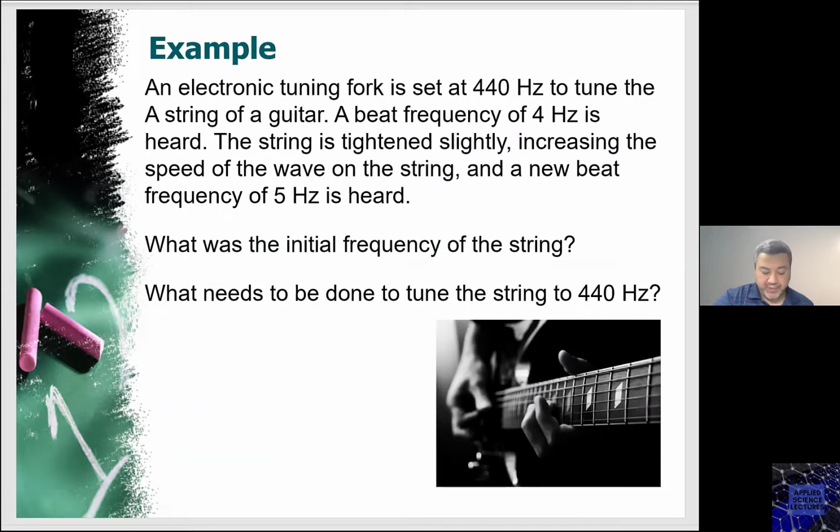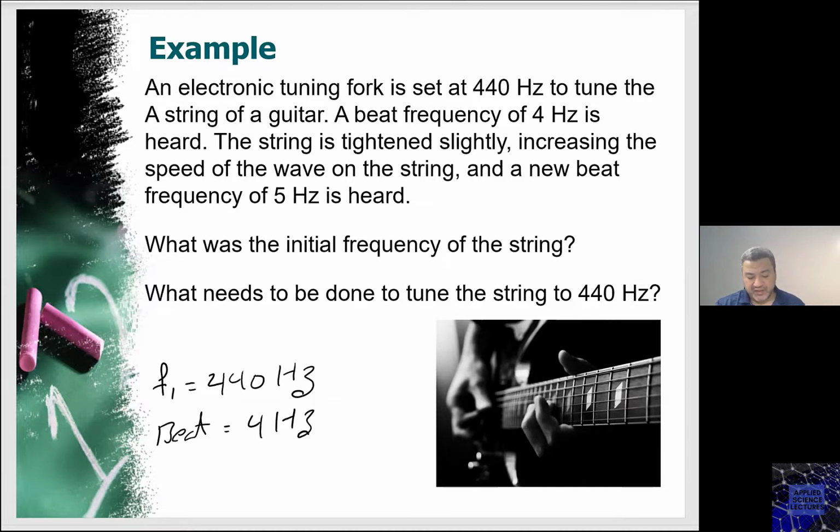Now let's look at this example. In this example, we have an electronic tuning fork that is set at 440 hertz to tune a string of a guitar. A beat frequency of 4 hertz is heard. The tuning fork has 440 hertz. The beat frequency was 4 hertz. The string is tightened slightly, increasing the speed of the wave on the string, and a new beat frequency of 5 hertz is heard.